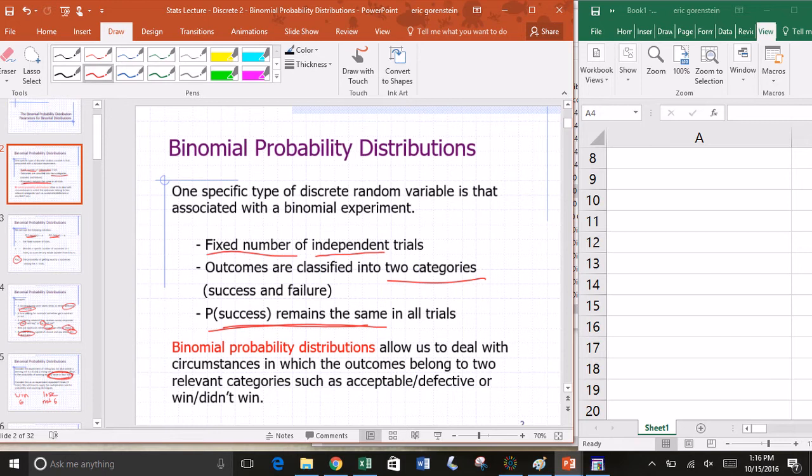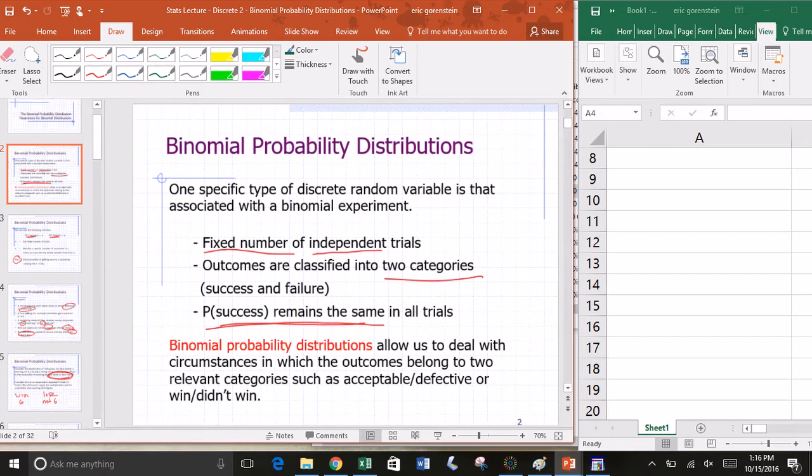Just to verify everything, I'll use green. Fixed number of trials, check. There are 10 of them. Trials are independent, check. Fixed probability of success, check. It's 50% each trial, and outcomes are classified into 2 categories. Well, obviously, there's only 2 outcomes when flipping a coin, either heads or tails.